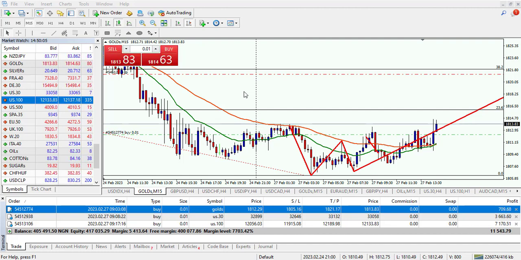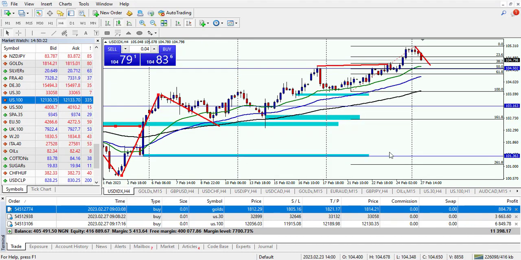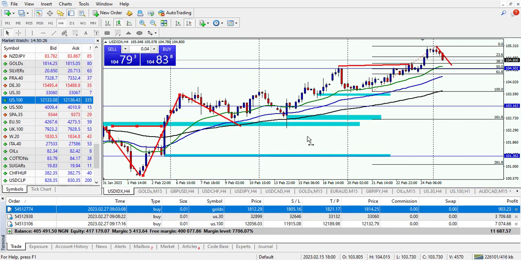If you watch the money market video, you will see that these trades were placed: the gold, the US 30 and the US 100. But remember, we analyzed the US index first. If you can still remember, you have to watch that video first. We predicted that after this break of structure on this 4 hours time frame, it is going to retrace, and that is exactly what is happening.